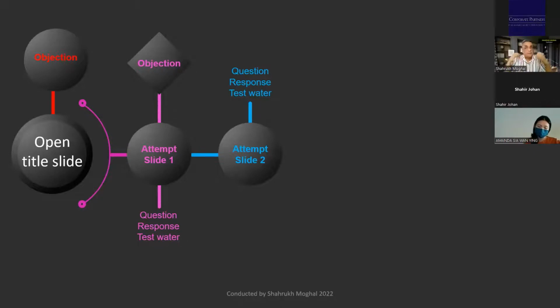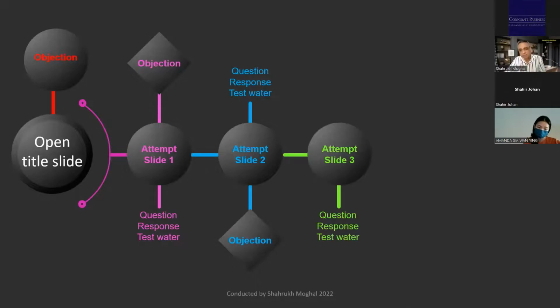So next slide, same thing. You've got your next question according to challenge number 2 that the customer is facing. Then your customer will respond. Then you test the water again. At that point also, either the customer is going to say, yeah, that makes sense, that's good, or they will give you an objection. And then the same thing will happen with the third attempt, third slide. Either they will say yes, or they'll give you an objection.